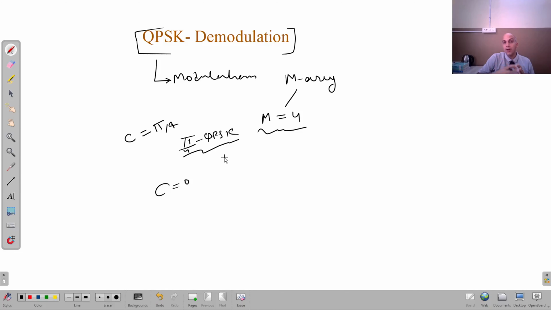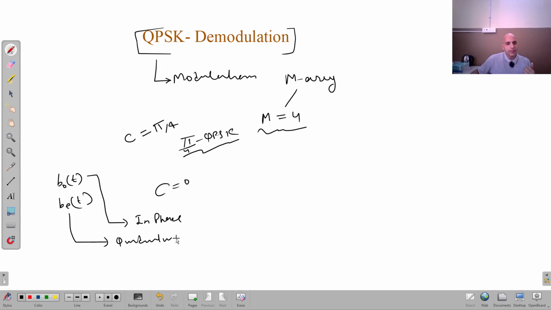We know very well how QPSK signals are generated. What is the procedure? First of all, the incoming bit stream is separated into an odd bit stream and an even bit stream, and we represent them as B odd and B even. We also know that the odd bit stream is the in-phase bit stream, and the even bit stream is the quadrature or out of phase bit stream.